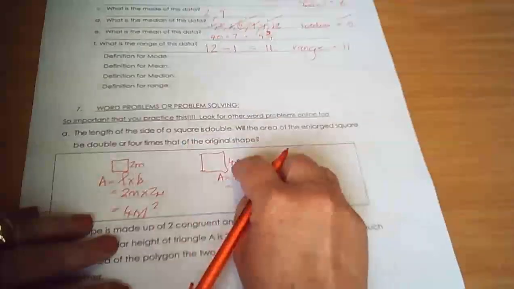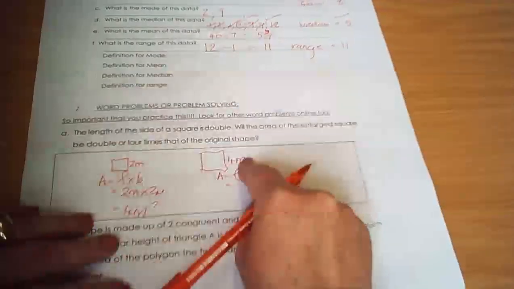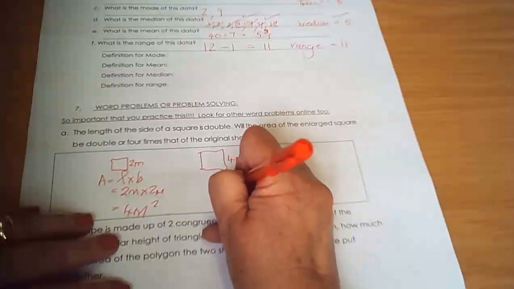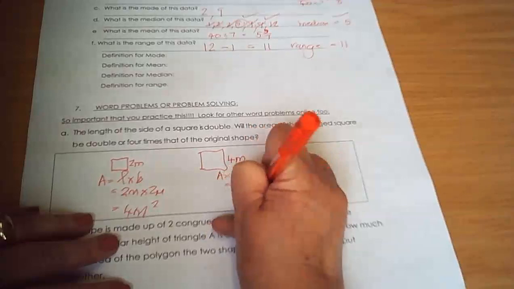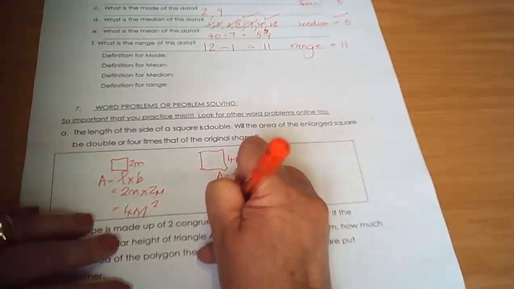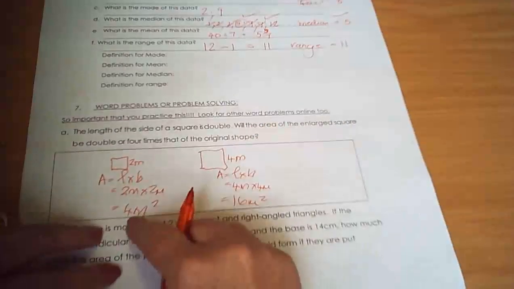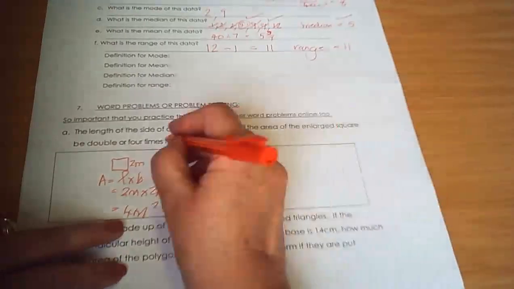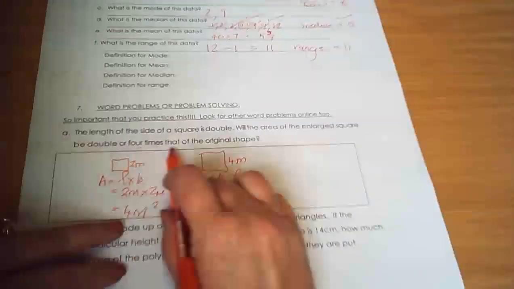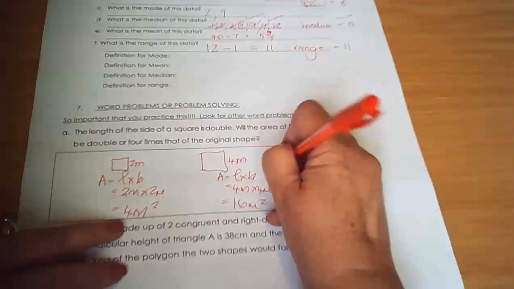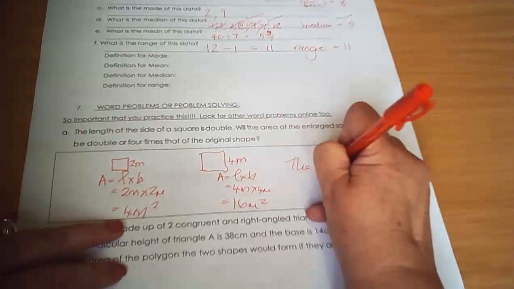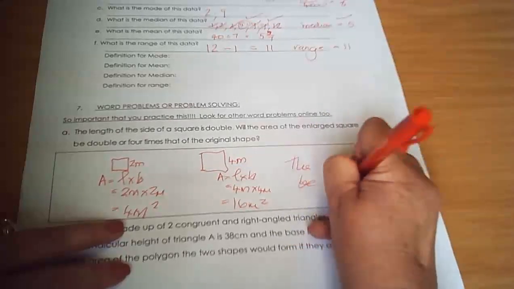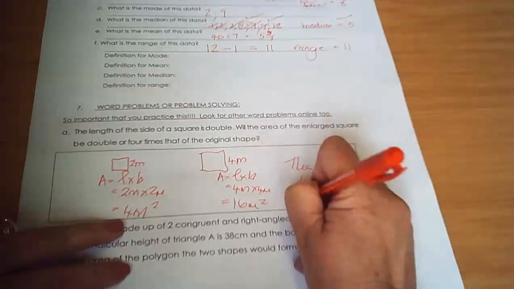Now the 4 meters square, area equals length times breadth. I just took 2 and 4. You could have said 3 and 6. You could say 5 and 10. It doesn't matter, as long as you doubled it. Okay, 4 meters times 4 meters, and that's going to give me 16 meters squared. Is this number doubled or 4 times? Now you answer the question. Will the area of an enlarged square be doubled or 4 times? The area will be 4 times the original shape.